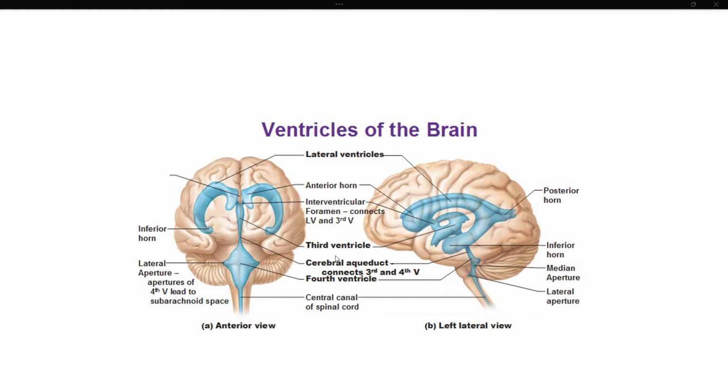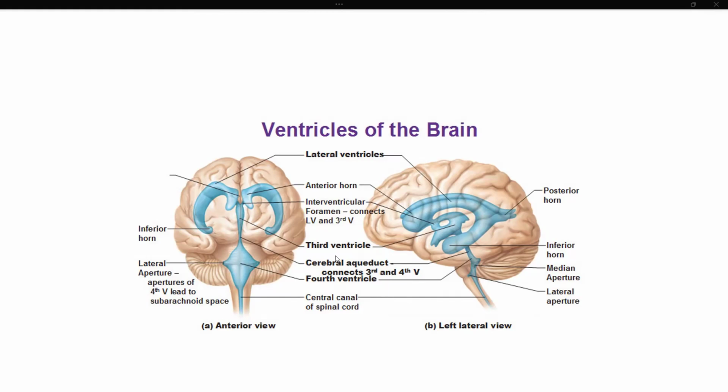But when we talk about the brain, it's a little bit or a lot different, right? So ventricles of the brain, again, we have 4 ventricles. The heart has only 2, and it has a completely different function. The brain has 4 ventricles.